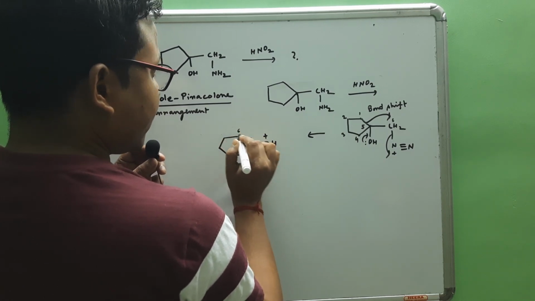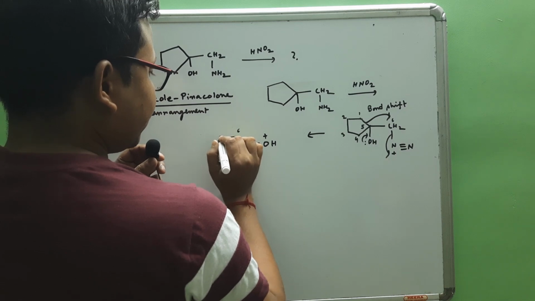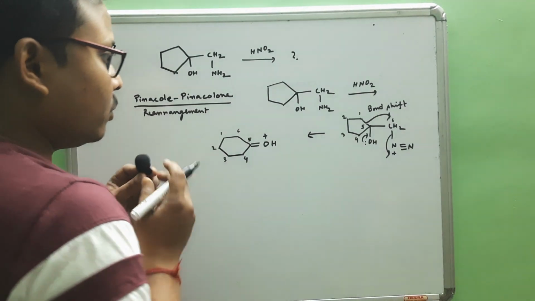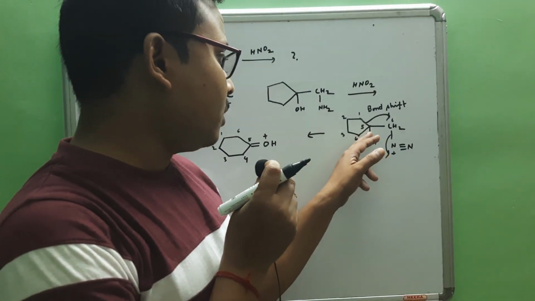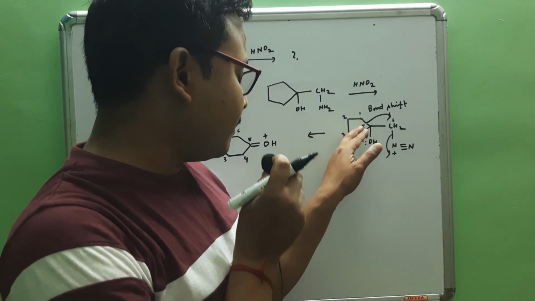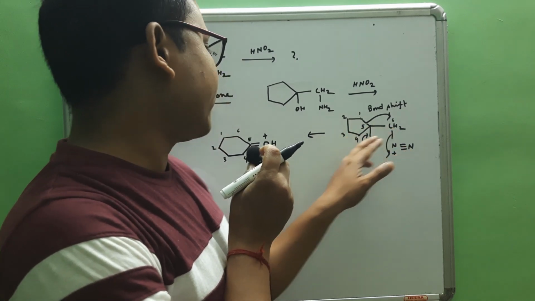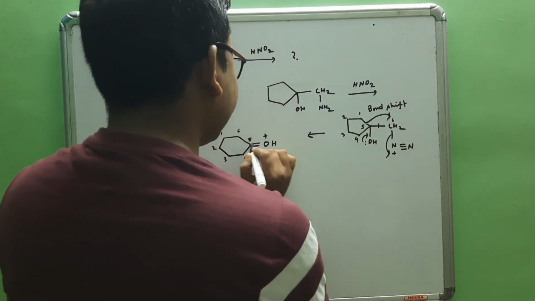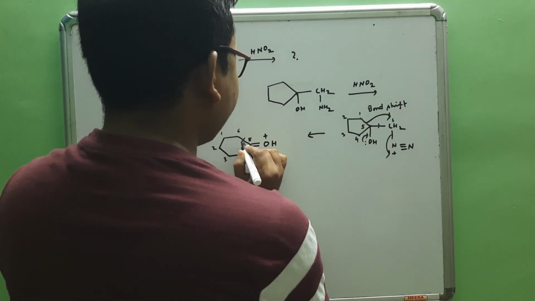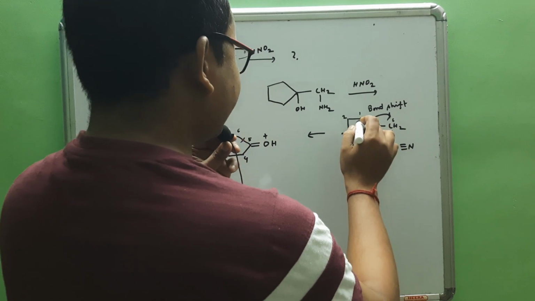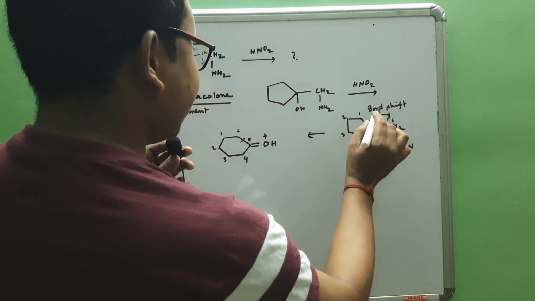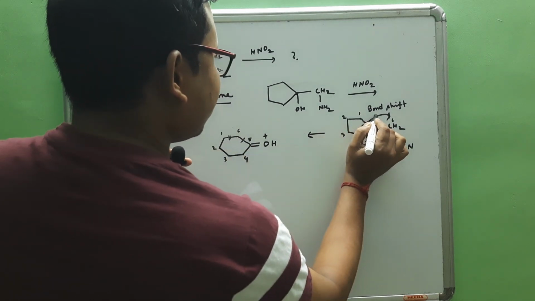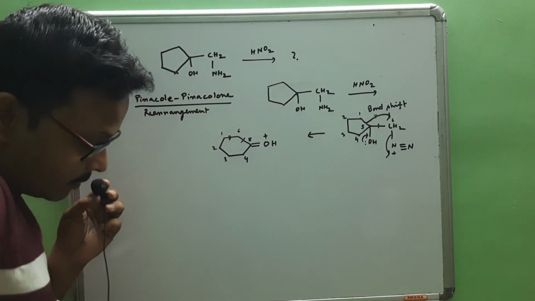This is 6, and the first carbon atom, so this is 1, 2, 3, 4. Here, look, the bond between the fifth carbon atom and the sixth carbon atom, this bond. And the newly established bond between the first carbon atom and the sixth carbon atom, this bond. So it is not very difficult.